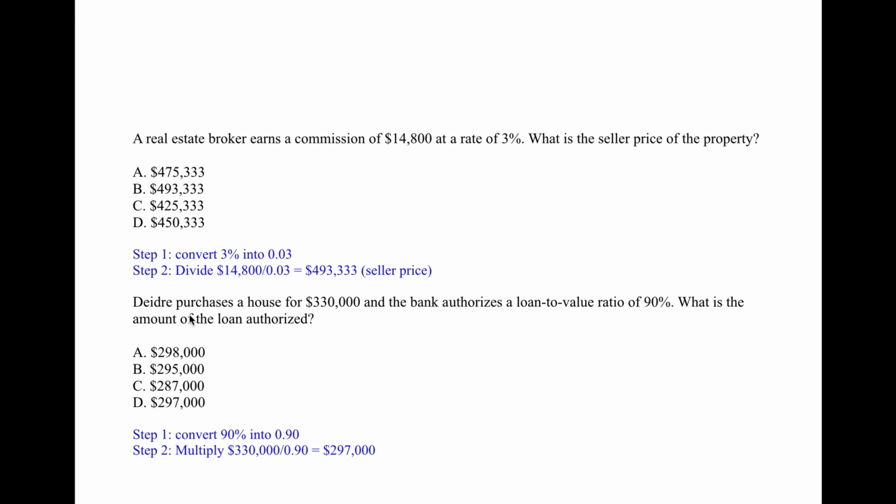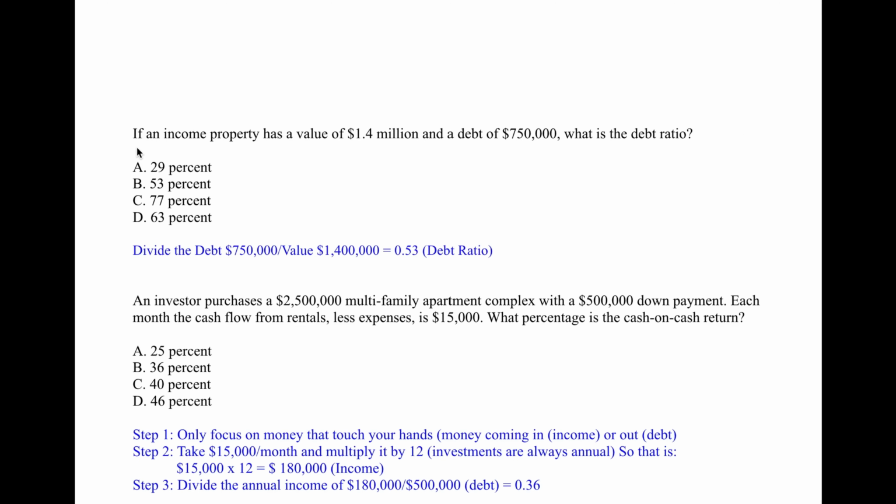The second question says DeAndre purchases a house for $330,000 and the bank authorizes a loan to value ratio of 90%. What is the amount of the loan authorized? Okay, so again, you can't work with this percentage, so you convert it into 0.90, and then you take that number and, like what we did before, you multiply it by the price to give you 297. Hopefully that's easy enough.